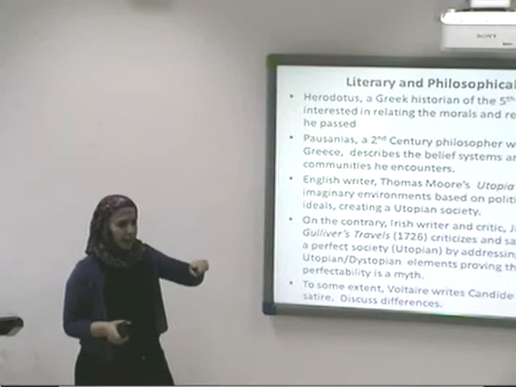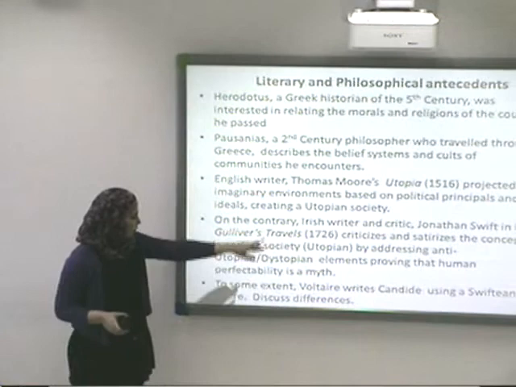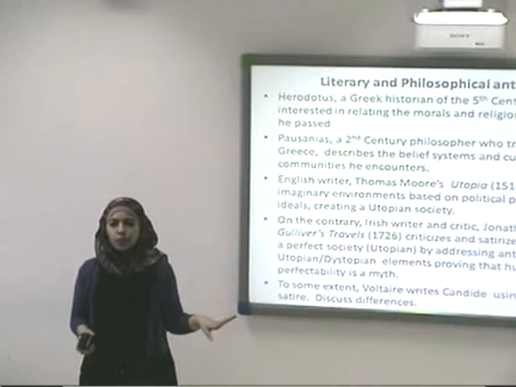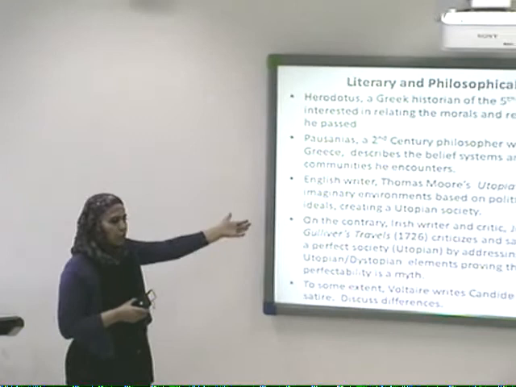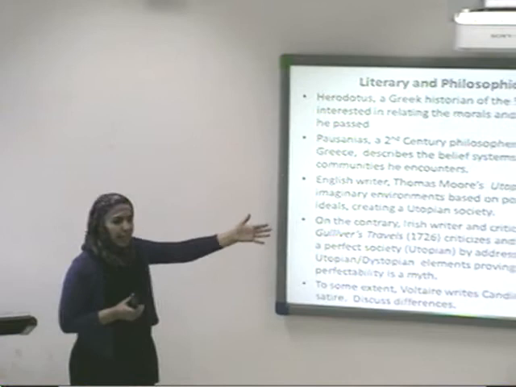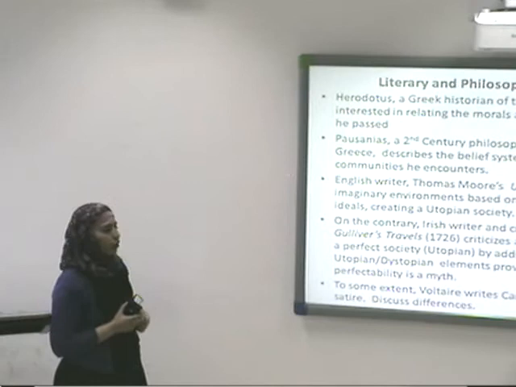Voltaire, when he traveled into England, did meet in his life Jonathan Swift. He was an acquaintance of Jonathan Swift, and he did read his book, Gulliver's Travels. Why are these books important for you to know? One is that Thomas More wrote a fictional political narrative, and in it he projected an imaginary environment based on political principles and ideas, creating a utopian society.